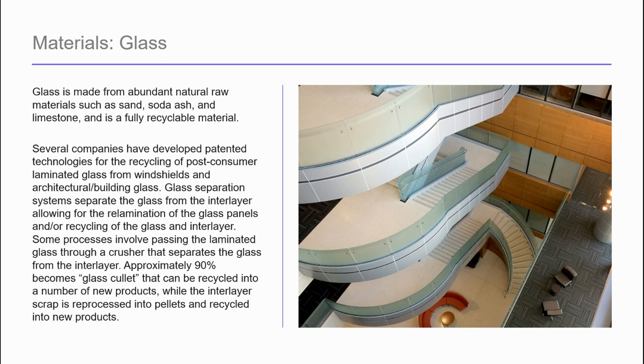So there's a lot of technologies for recycling of glass. We know that we've been recycling glass for probably 50 years, but we can actually now remove the inner layer from laminated glass. So approximately 90% becomes glass cullet that can be recycled in a number of new products, while the inner layer scrap is reprocessed into pellets and recycled into new products. So that plastic is taken and recycled. So glass has even gotten more green.